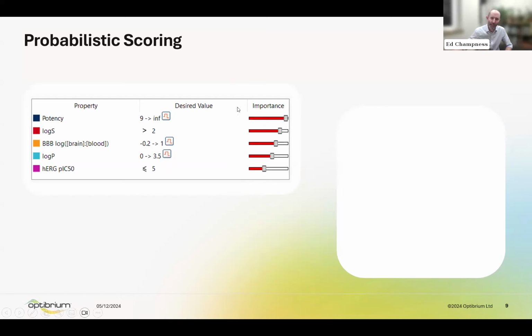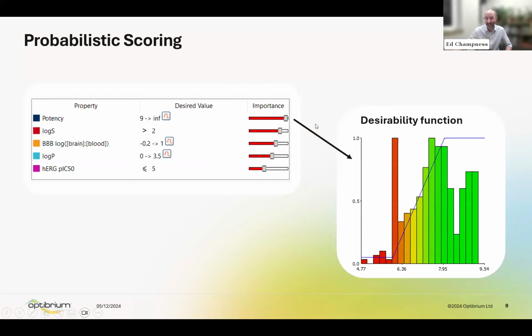But it's this combination of the desired value or the function that we determine, in combination with the importance, that really is essentially a desirability function. This is what we're looking for. We want to be up here, but we're going to need to start penalizing compounds as they get further and further away from that sweet spot.